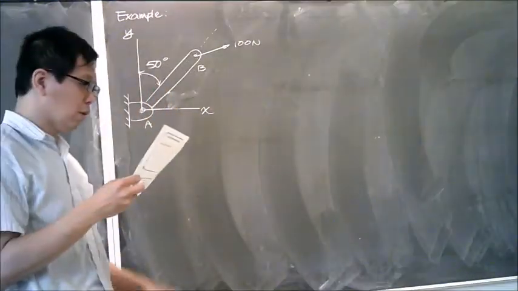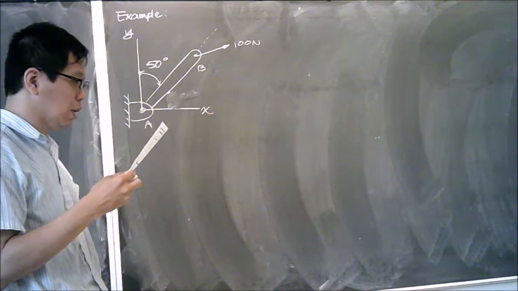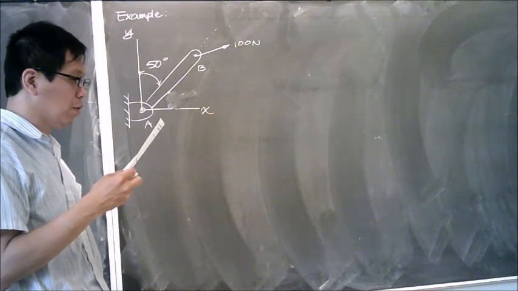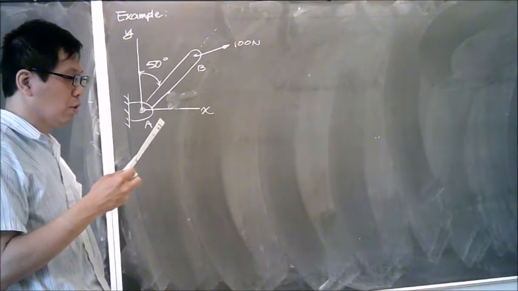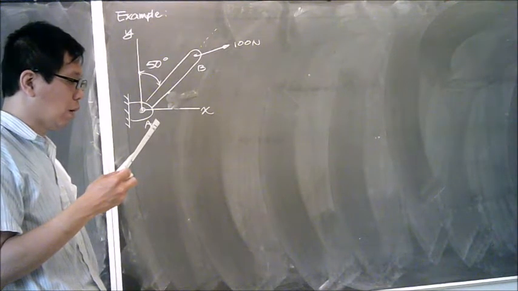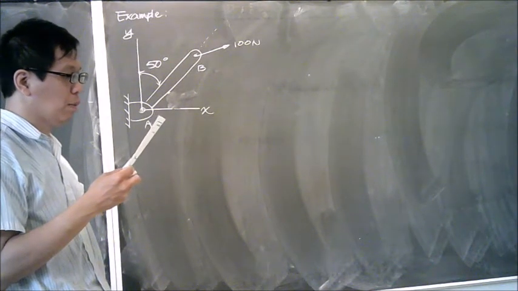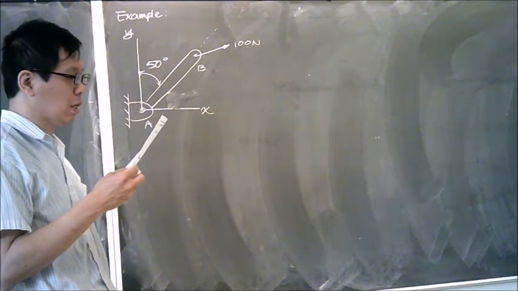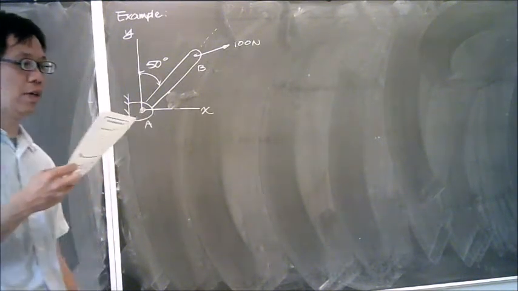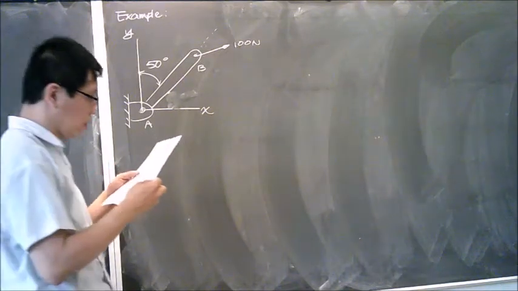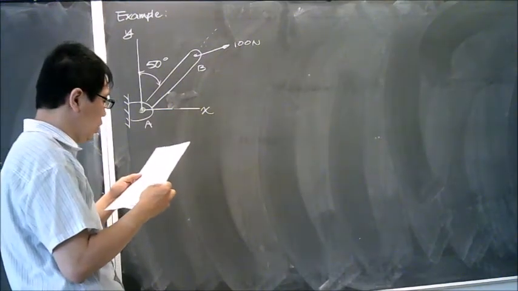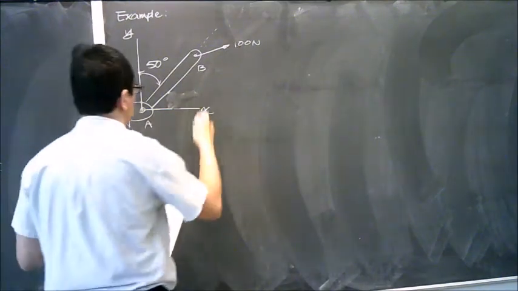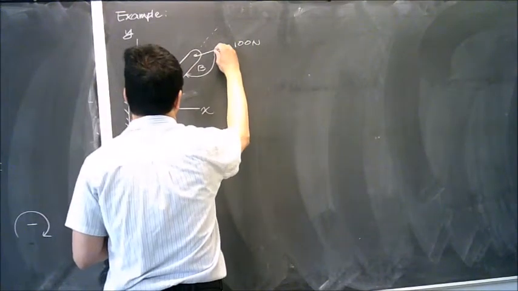Control bar AB is inclined at 50 degrees from the vertical. The 100 Newton force is applied to the bar at end B. Determine the magnitude and direction of the moment this force creates at the moment center at A if (a) alpha equals 140 degrees and (b) alpha equals 180 degrees. So this is alpha.